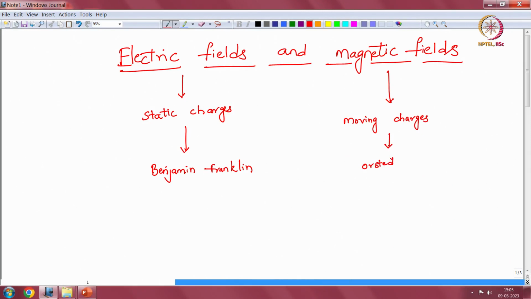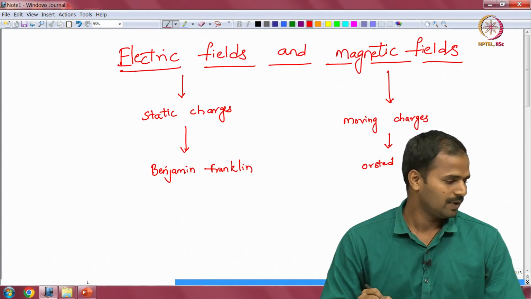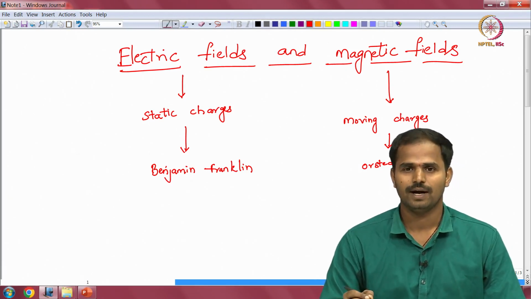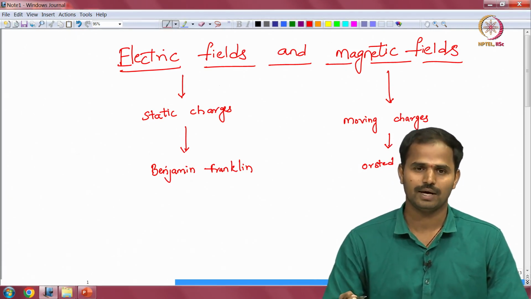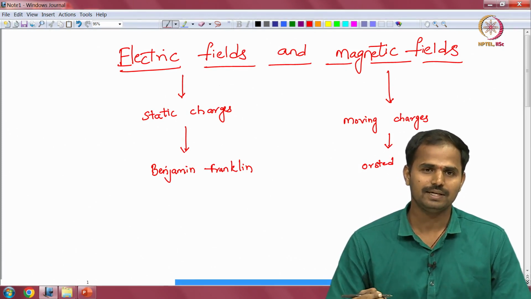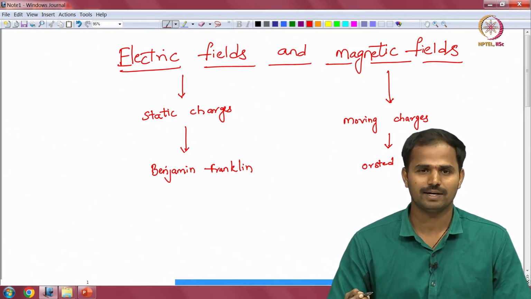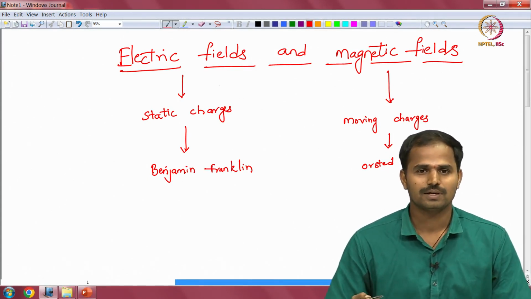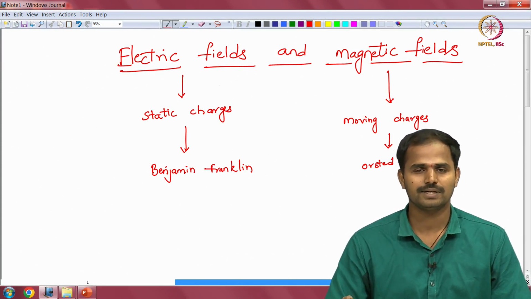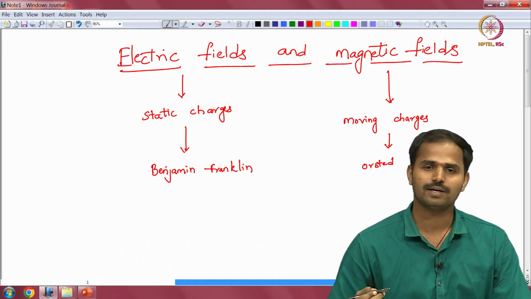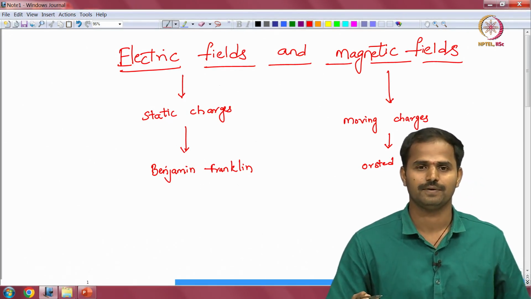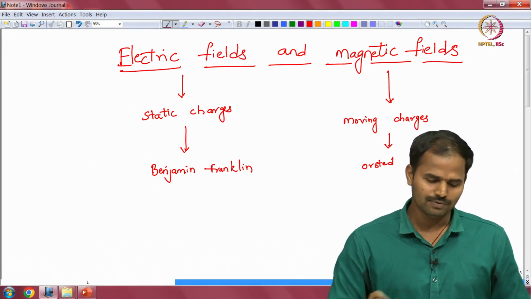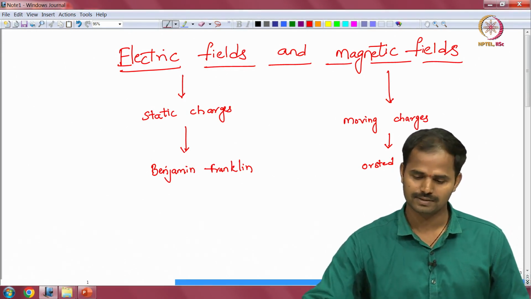If we see, electricity and magnetism are forces of nature, and they are all around us. We see electric fields as well as magnetic fields everywhere. Examples are mobile phones, computers, all electrical machines and electrical gadgets, and also cars, planes, everything. So, first I will start with electric fields.